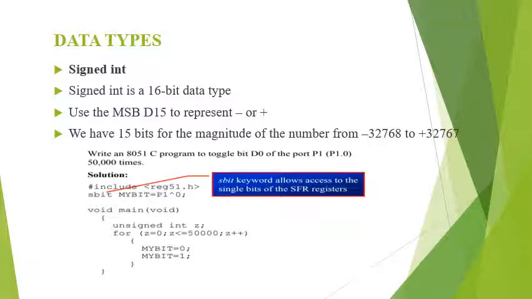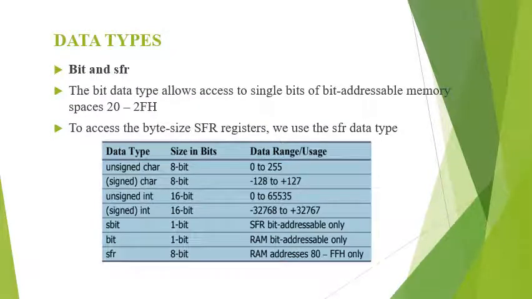Then in the main function, we have declared a variable z as unsigned int. Since the D0 bit has to toggle 50,000 times, we are using a for loop, and in each iteration of the for loop, P1.0, that is the D0 bit of port 1, is toggled. So it is assigned to the mybit variable. The mybit variable is assigned 0 value and 1 value in the for loop, and this will toggle the D0 bit 50,000 times.